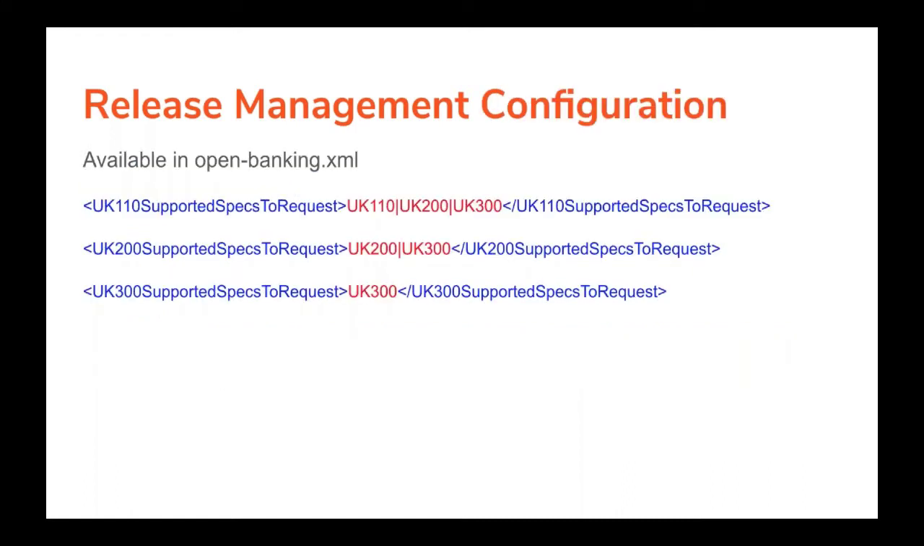And these release management configurations are available in the Open Banking XML file, which basically says if a resource is accessed across versions, a resource created in an older version can be accessed only by a newer version, and the other way around is not allowed.